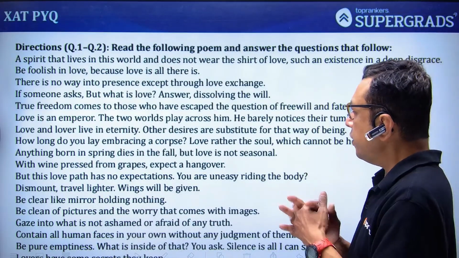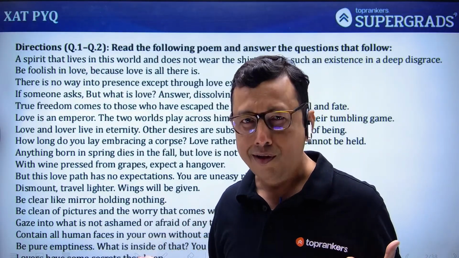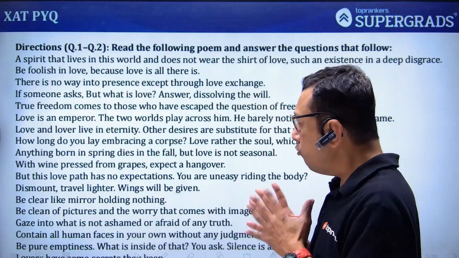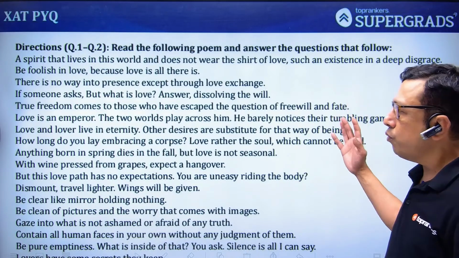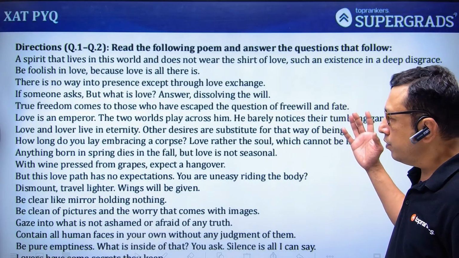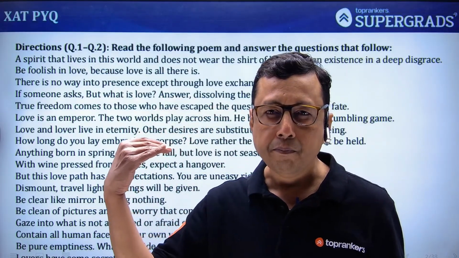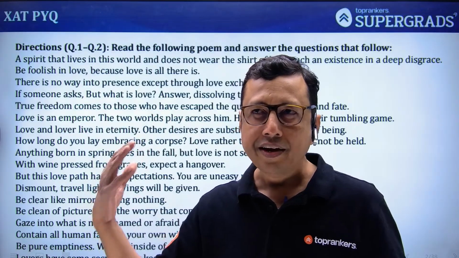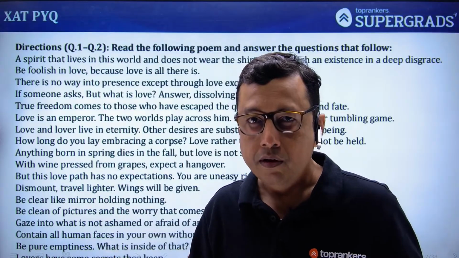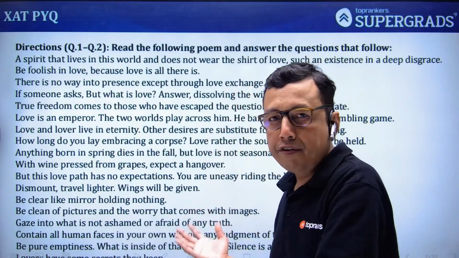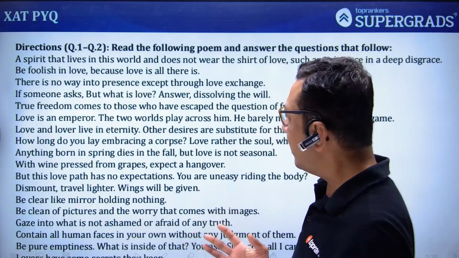If someone asks, what is love? He says, dissolving the will. So you have to dissolve your ego. That's how it goes. True freedom comes to those who have escaped the question of free will and fate. Love is an emperor. So the poem gradually moves from the basic idea of love to a state of mind wherein you can experience true freedom, provided you follow the author's guidance as mentioned in the poem. So he beautifully highlights it.